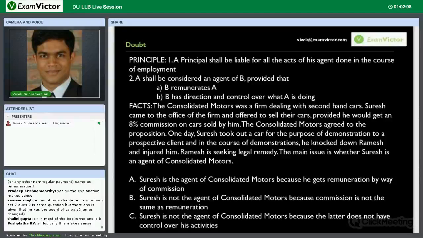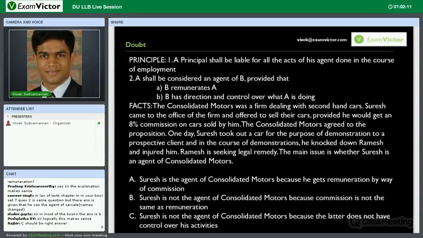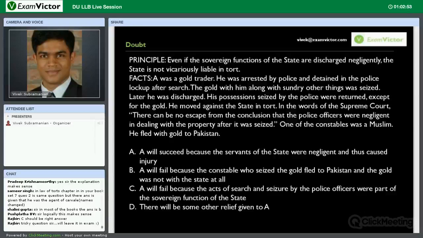There is one response which says that in most of the books B is the correct answer. I would say that, choosing between B and C, there can be a difference of opinion whether commission can be treated as remuneration or not. But definitely in this case, as the facts show, there is absolutely no control by the Consolidated Motors firm on the activities of Suresh, and therefore to me C seems to be a better option as compared to B. Alright, moving on to the next.